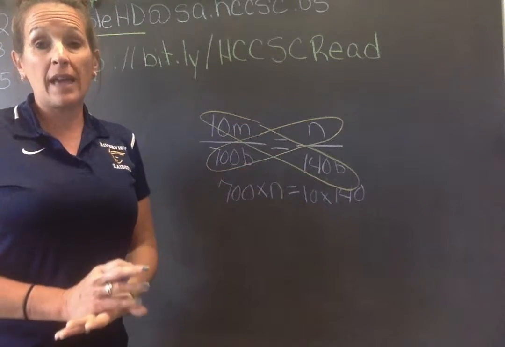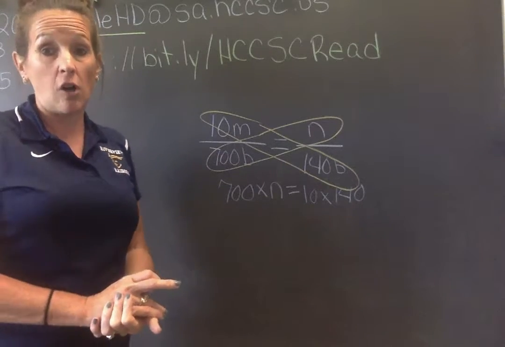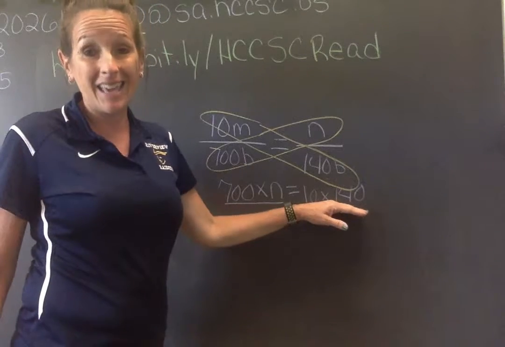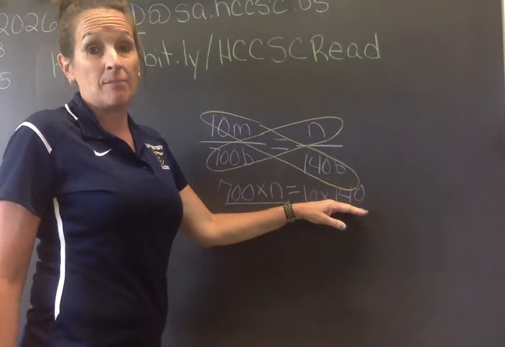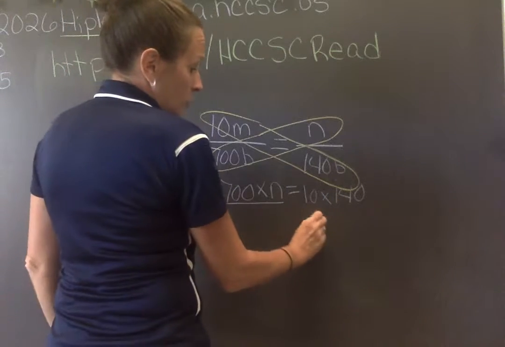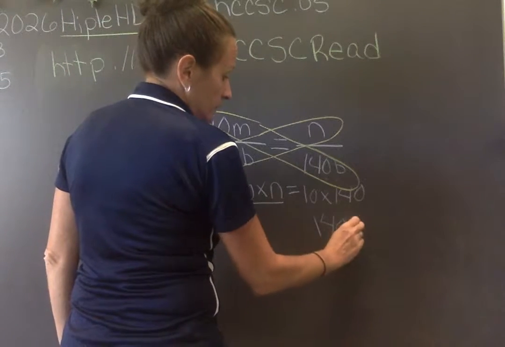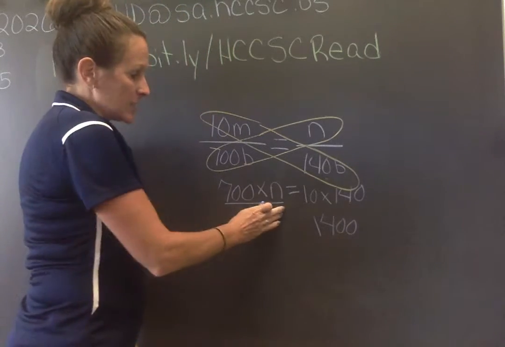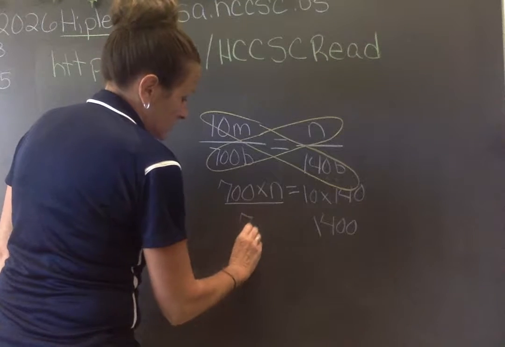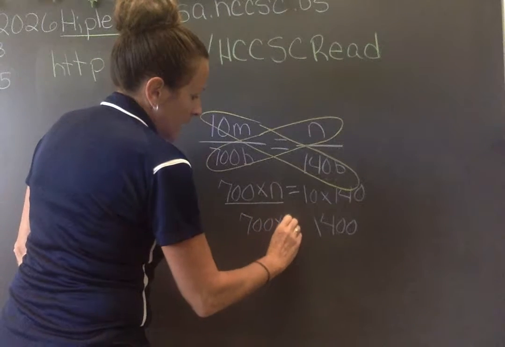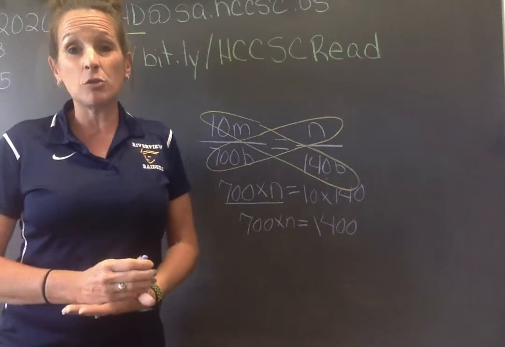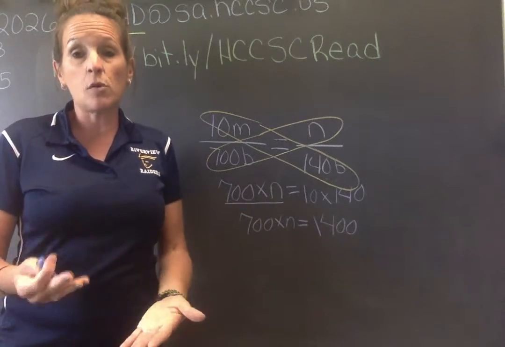So now you're going to look at what part of that problem you can solve. Well, I can't solve this because I don't know what n is, but I can solve this. 140 times 10 is 1,400. So I'm just going to put my answer down here, 1,400. I didn't do anything with this. I didn't solve it, so I just bring it down and don't do anything with it again. So 700 times n equals 1,400. So this problem is telling me 700 times something equals 1,400.